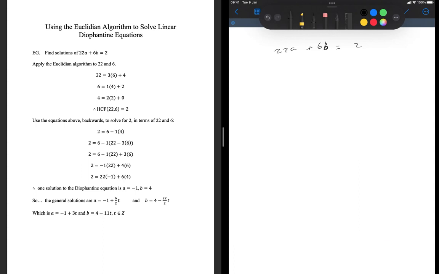Hi everyone, this video is on how to use the Euclidean algorithm to solve linear Diophantine equations. Long title, but hopefully it'll make sense. If you're watching this, hopefully you've watched the video on Diophantine equations and you know how to do those. And hopefully you know how to do the Euclidean algorithm, because we're going to combine those two in this video.